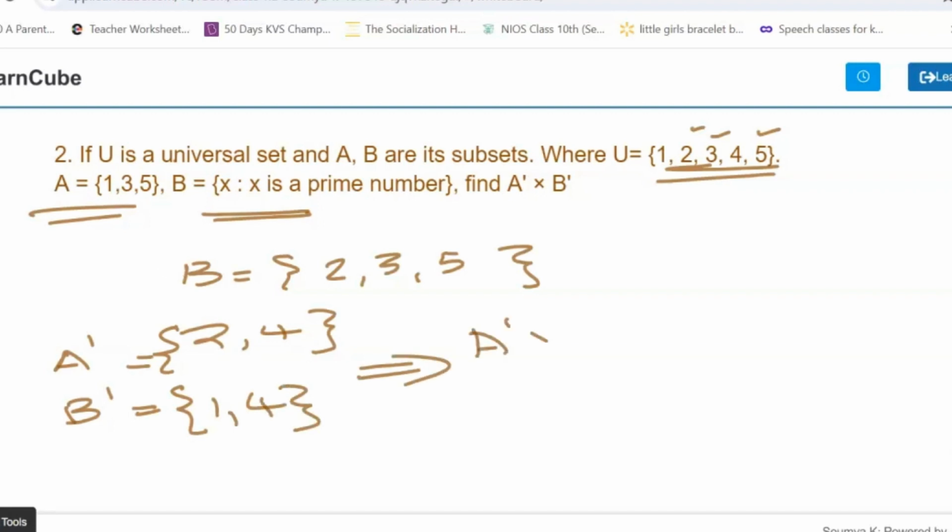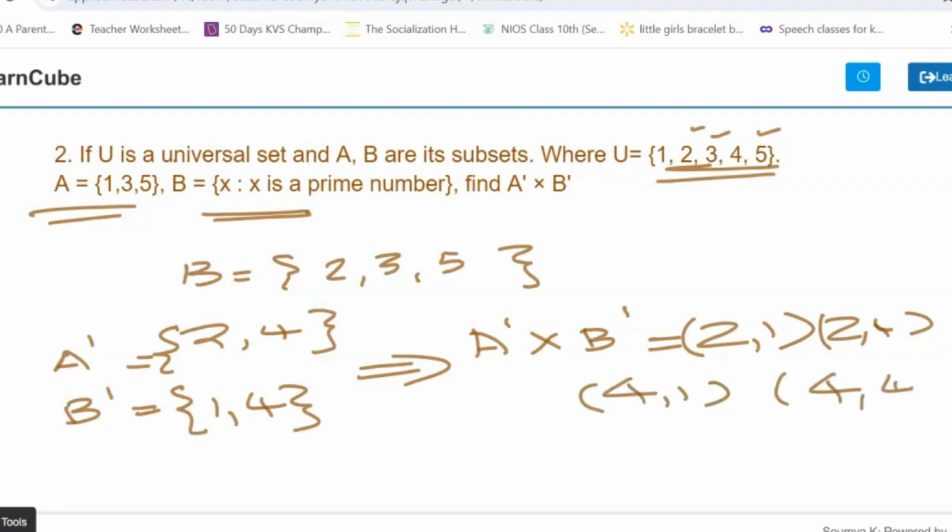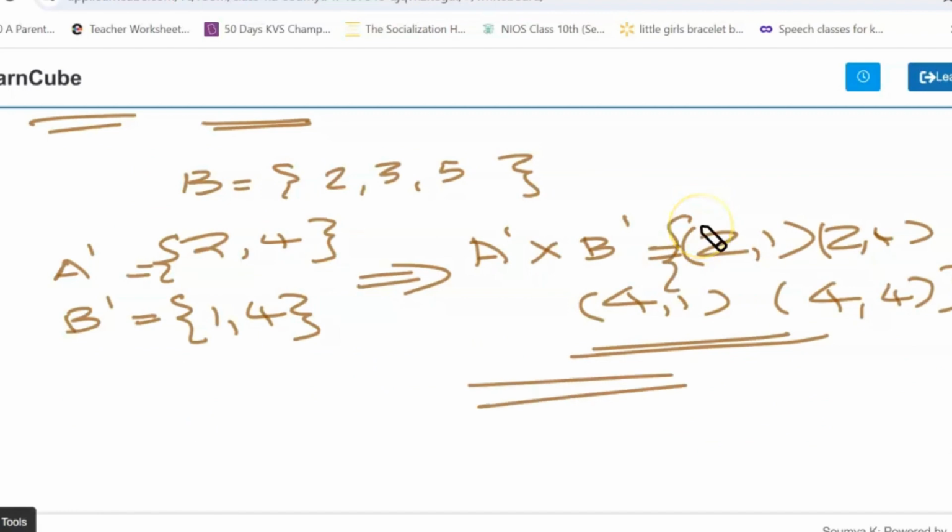Now we have to find A complement cross B complement. Find out the answer: (2, 1), (2, 4) is one pair, two pairs, and then (4, 1) and (4, 4). This is the final result. The final result will have these elements. This is the final result of your second question. Let's go to the third question.